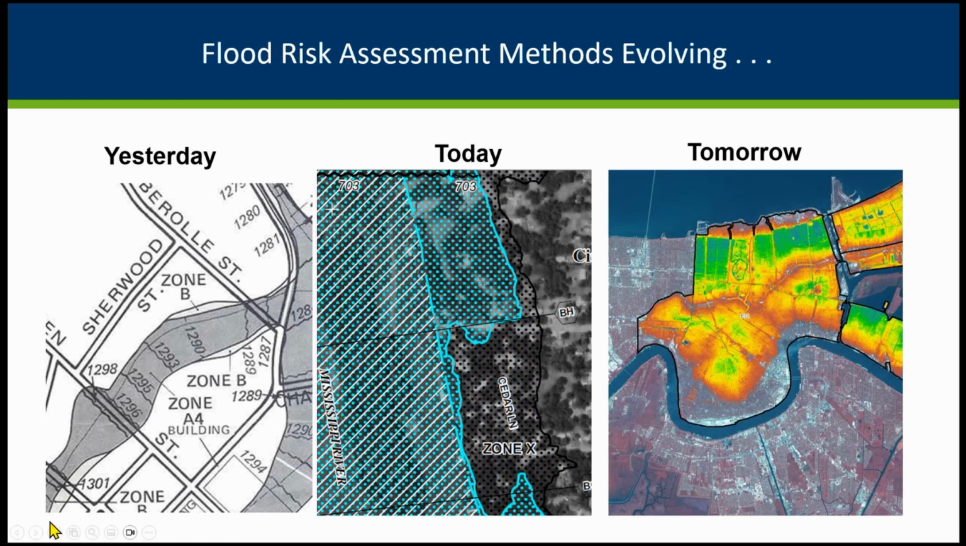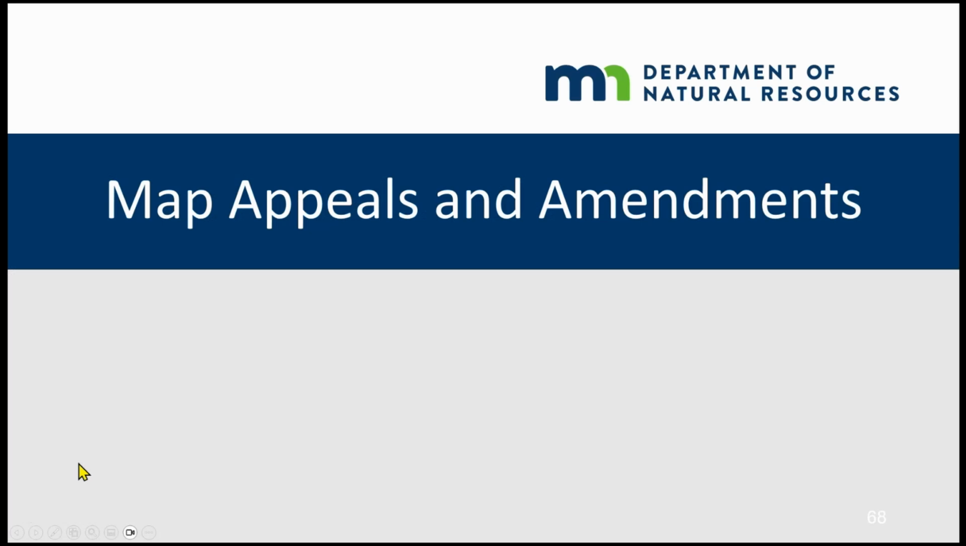But I do want to leave time to talk about map appeals and amendments, and I should have changed that title. I mentioned that 90-day appeal period, that formal appeal period, and we want to be very clear that this is a different process. So we really should be calling this map zone changes and amendments.